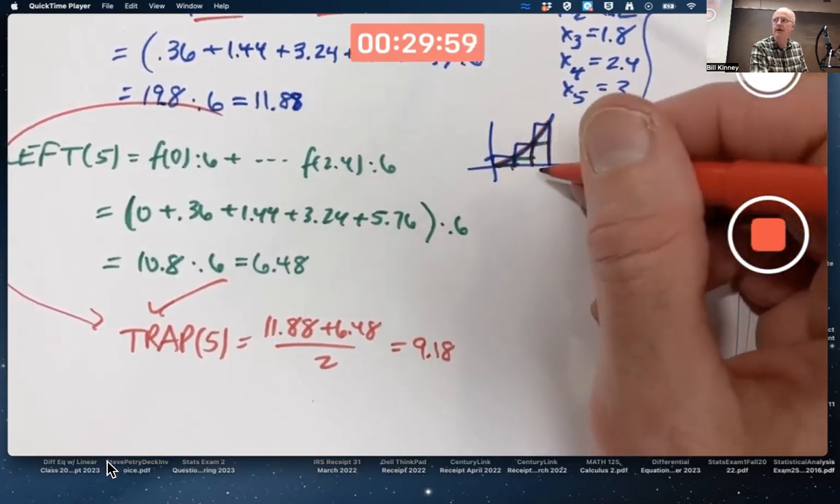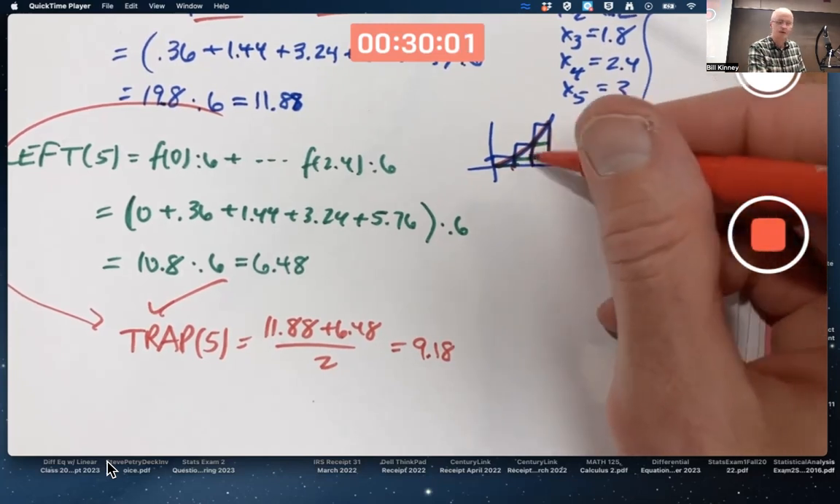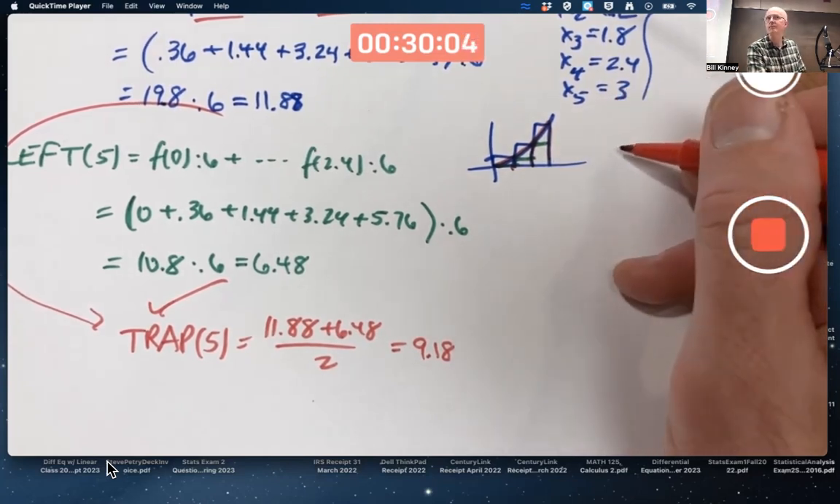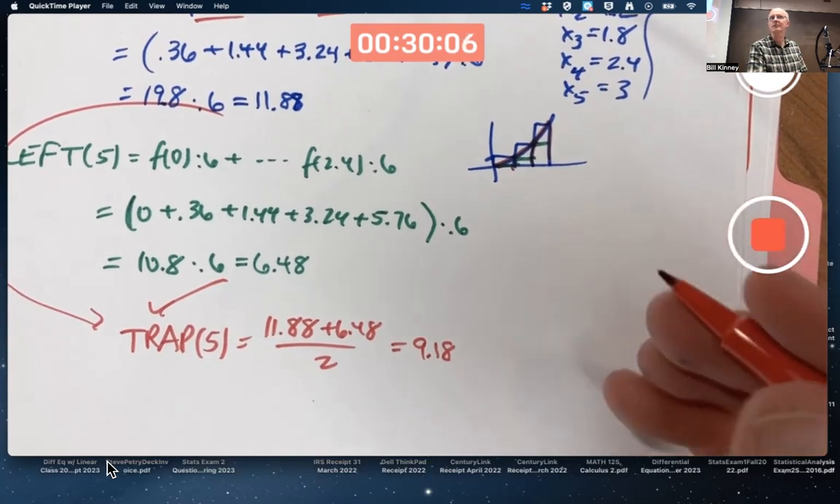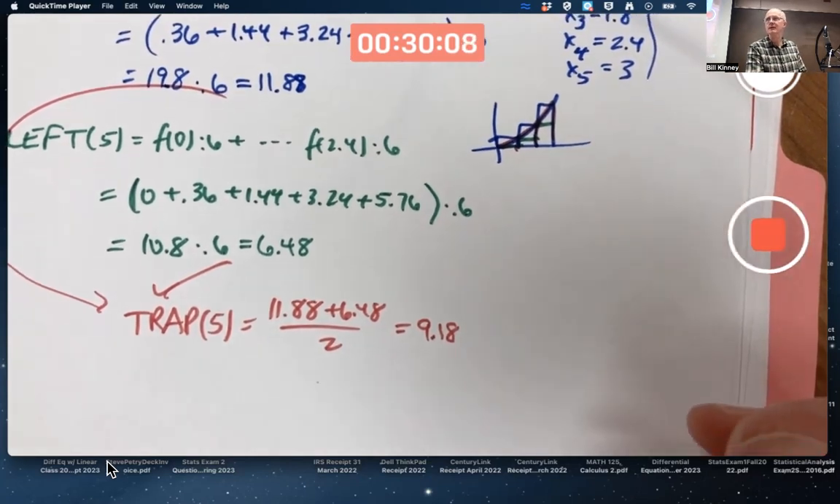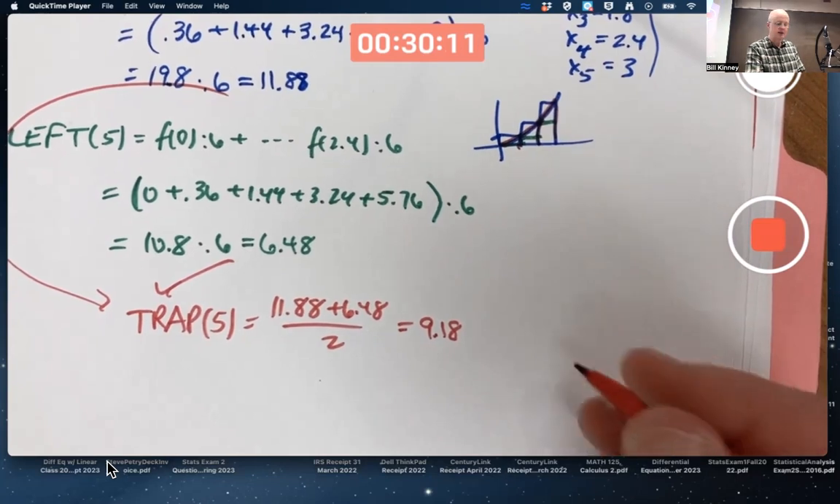And the sum of the areas of those trapezoids, I only drew 3 of them, there would be 5 for this example, is your best approximation with this information to the area under the curve. Yeah, that's pretty close to 9.